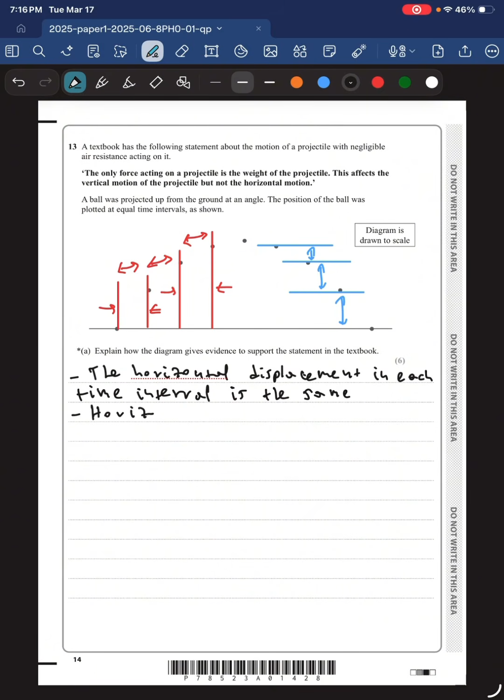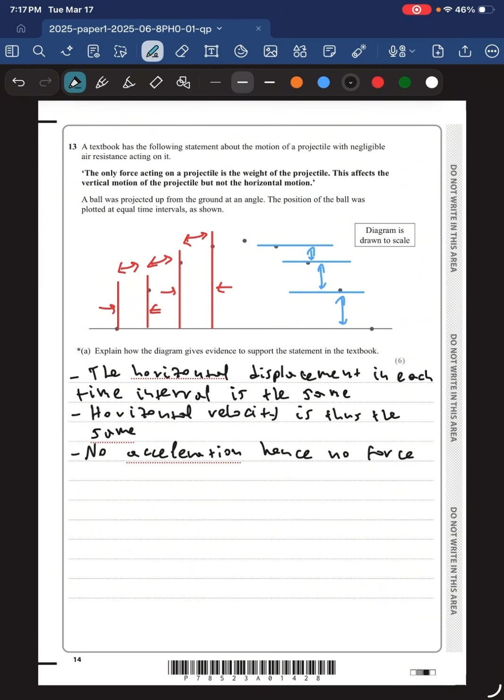Horizontal velocity is the same. Okay, it doesn't change. The horizontal velocity is constant, in other words. And whenever we have constant velocity, it means that we have no acceleration, right? So no acceleration, hence no force horizontally.